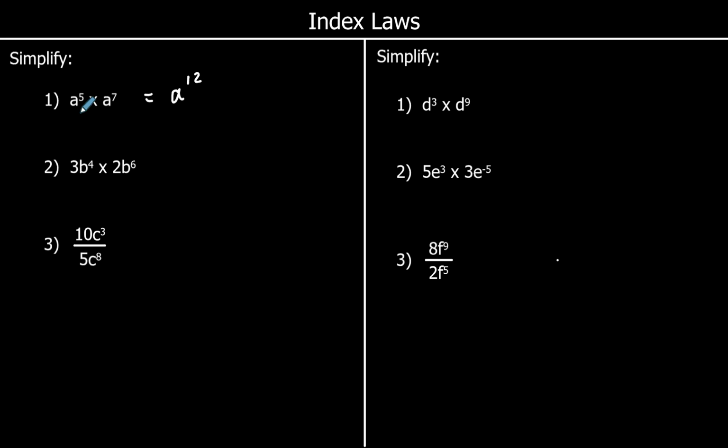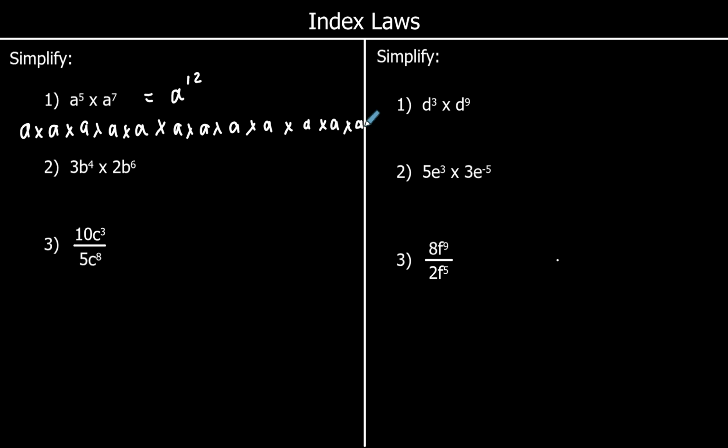The reason for that is a to the power of 5 means a times a times a times a times a, and that's multiplied by a to the power of 7, which means a times a times a times a times a times a times a. So in total, we should have 12 a's multiplied together. 1, 2, 3, 4, 5, 6, 7, 8, 9, 10, 11, 12. So a to the power of 5 times a to the power of 7 is a to the power of 12.